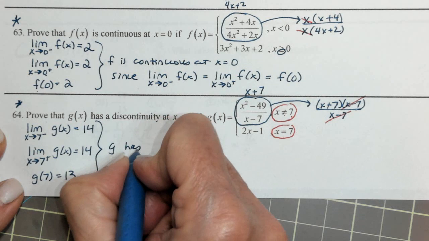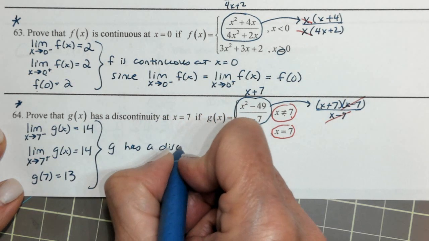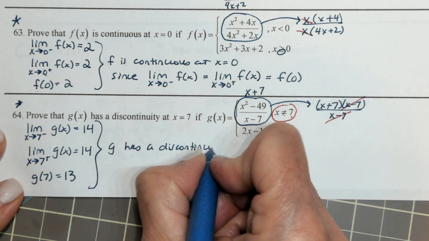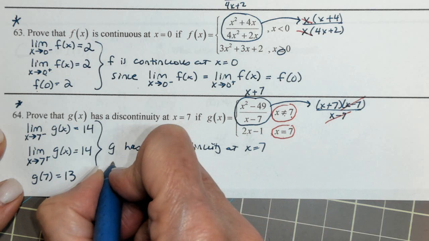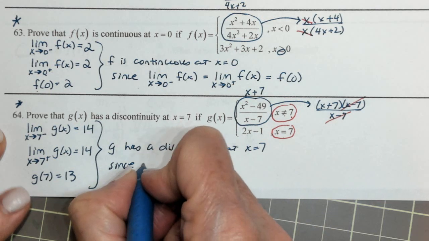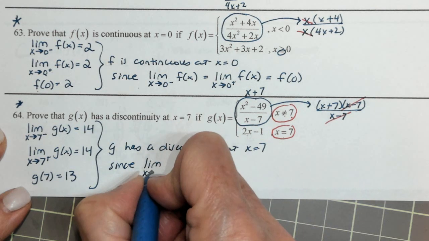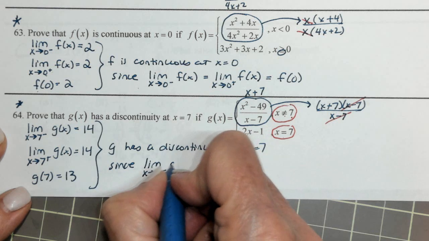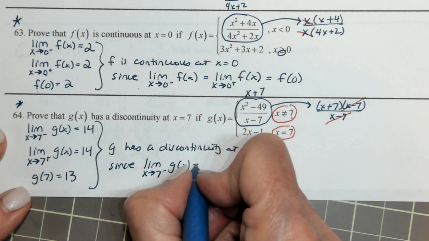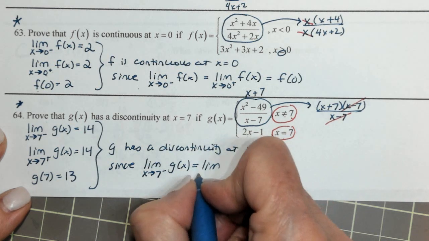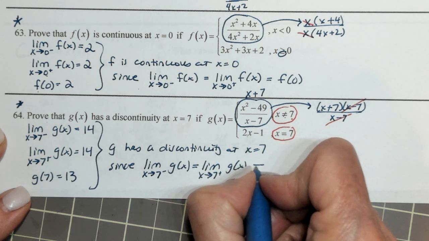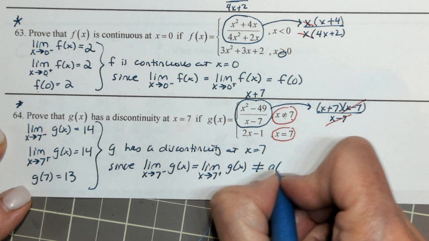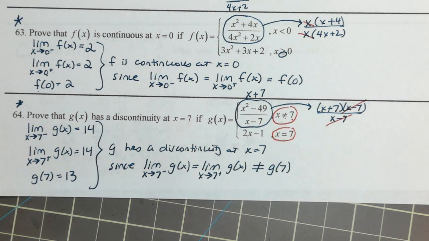G has a discontinuity at x equals 7 since the limit as x approaches 7 from the right of g of x, while it is equal to the limit as x approaches 7 from the left of g of x, is not equal to g of 7. Okay, that's it.